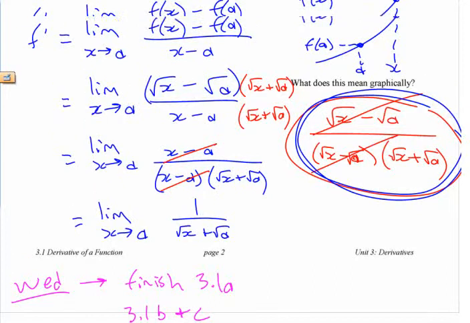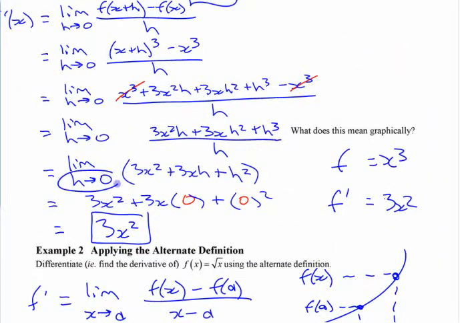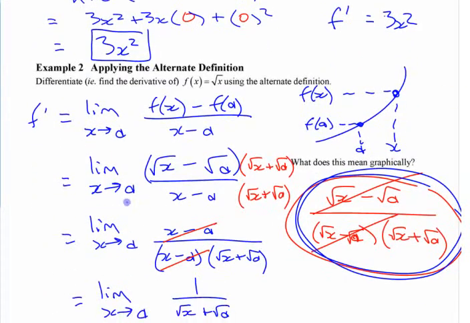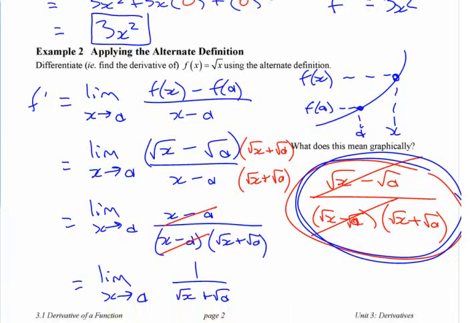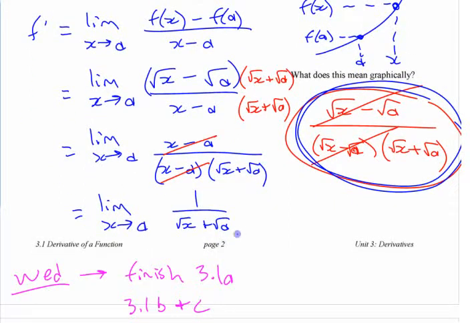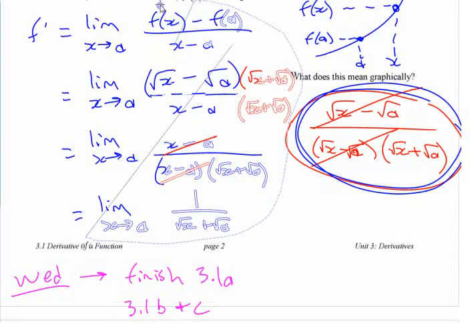just like we did up here when we were doing as h approaches 0, at some point we put 0 in for h. At some point we put a in for x here. You can't put a in for x here because you get 0 on the bottom. But at this point you can because it's not going to give you 0 on the bottom. So if I make more space for myself here.